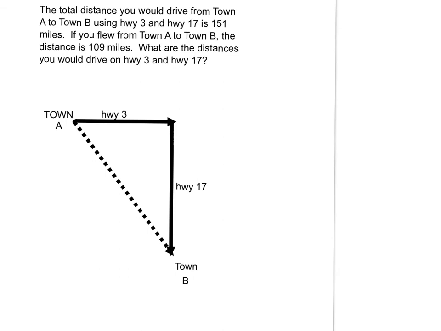Here I have the total distance you would drive from town A to town B, but if I have to take Highway 3 and then Highway 17, that's going to be a total of 151 miles. Now if I could fly there, that would only be 109 miles. So that's actually the hypotenuse. So this is 109 miles, and this combined distance from here to here is 151 miles.